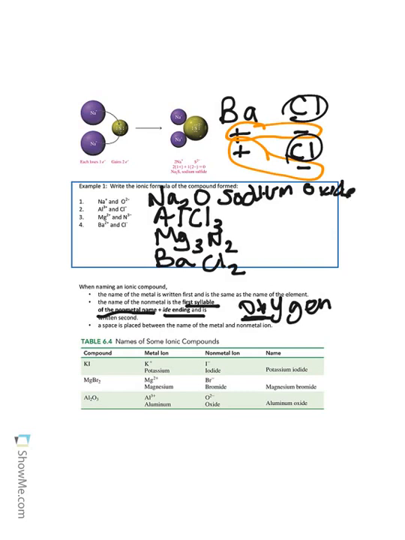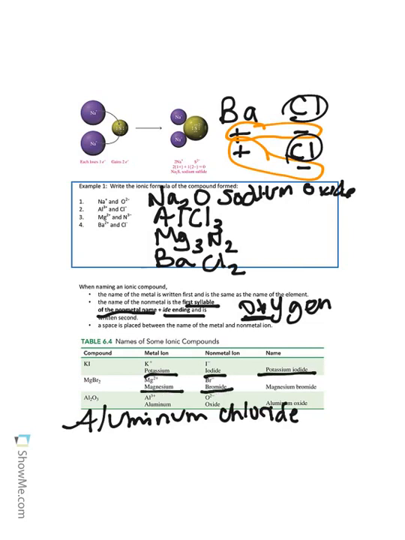Okay. How about aluminum and chlorine? Right? The name of the first element is aluminum. It is unchanged, right? We don't change the name of the metal. The name of the nonmetal is the first syllable of the nonmetal name with the ending changed to "ide." So we have chlorine. We're going to change that to chloride. There are some more examples in table 4 here. For example, potassium and iodine becomes potassium iodide. Magnesium and bromine becomes magnesium bromide. Aluminum and oxygen becomes aluminum oxide.